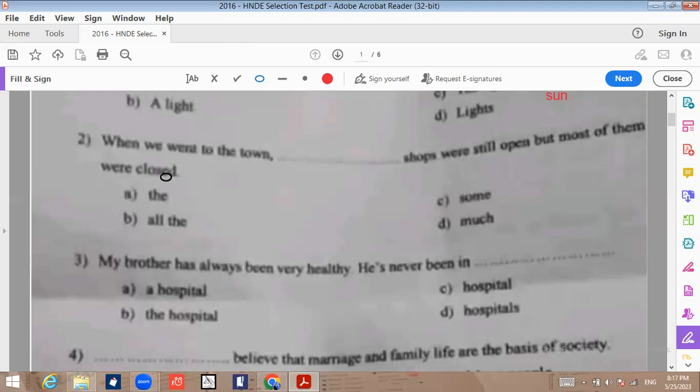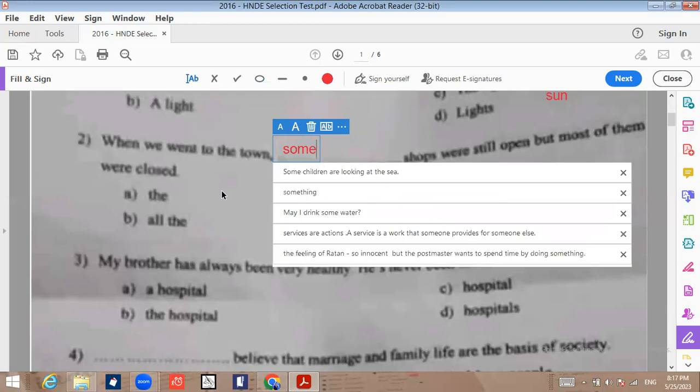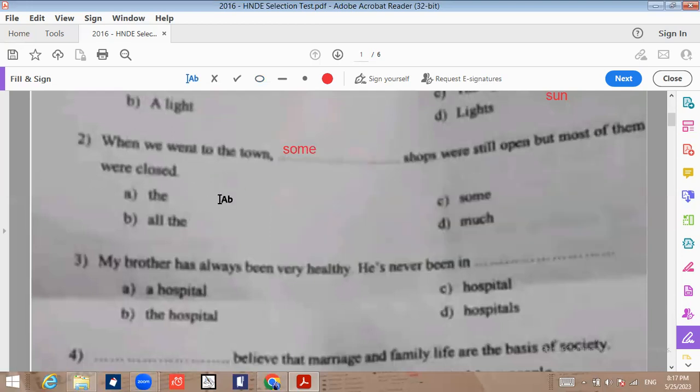Okay. So when we went to the town, blank shops were still open, but most of them were closed. What is the answer here? Some. Yes, some. It is very easy to select. When we went to the town, some shops were still open, but most of them were closed.